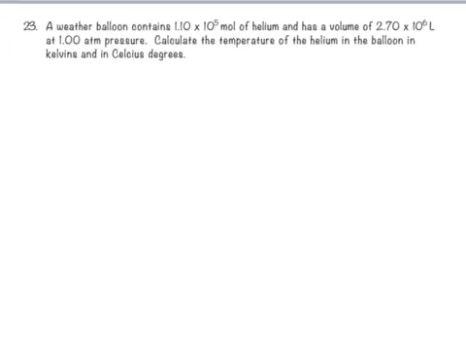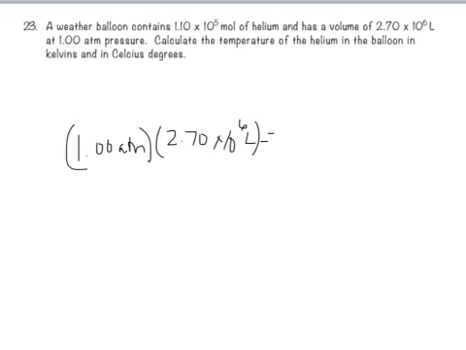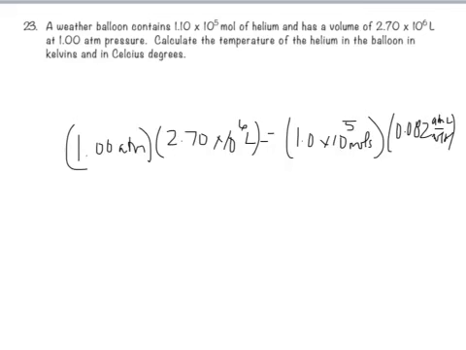Here's another ideal gas law problem. I have 1 atmosphere. The initial volume is 2.70 times 10 to the 6th liters. The number of moles I know, 1.0 times 10 to the 5th moles. That gas constant I know, 0.082 atmosphere liter per mole Kelvin. And then that unknown.